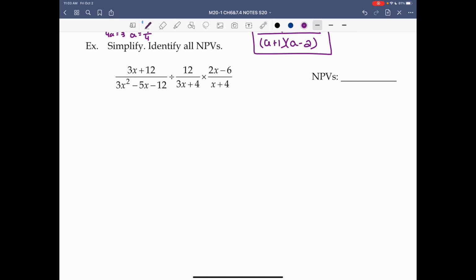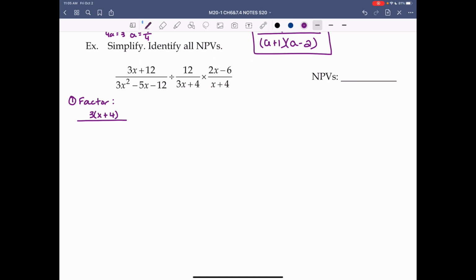Last example, simplify, identify all NPVs. We have a division and also a multiplication. Same process though. First step, we want to factor. 3x plus 12 has a common factor of 3. We get 3 times x plus 4.